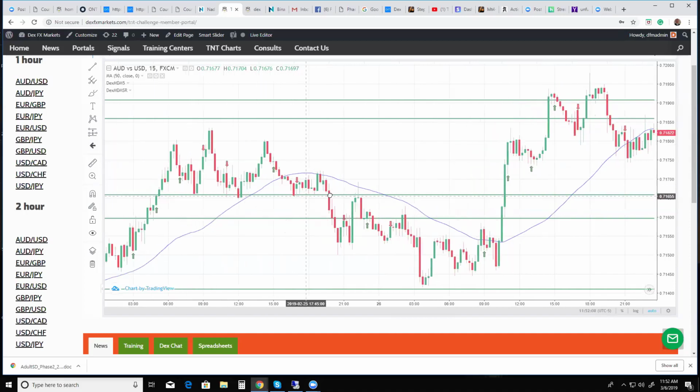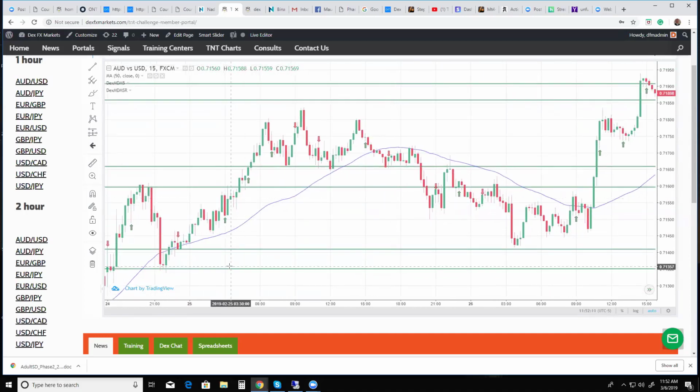And I'll show you one here. We don't have to travel too far. Look at this trend. Boom, boom, boom, boom. All the way away, all the way away. 1, 2, 3, 4, 5. Look at that. Perfect over-under strategy.